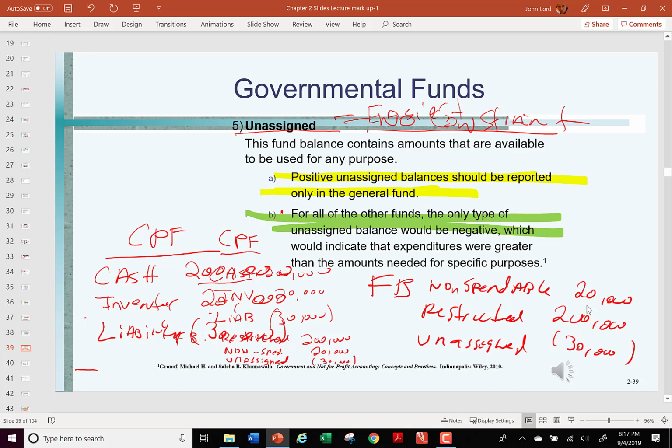All of the other funds, their money is spoken for. If I have a capital project fund, I have to spend it on capital projects. If I have a debt service fund, I have to spend it on debt service. If I have a special revenue fund, I have to spend it on, say, road improvement, right? So all of our other governmental funds, their money is spoken for, so there is no free-floating money that can be spent on whatever, right? So only the general fund can have money that can be spent on whatever, and that's why we have a general fund. The general fund sits there and does what? It helps out the other funds if they run short. So only the general fund can have a positive unassigned fund balance.